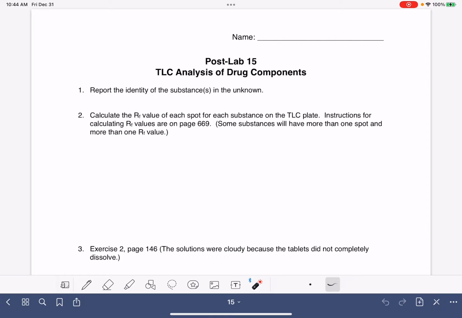I'm going to give you some tips for post-lab 15, TLC analysis of drug components. First, you're going to report the identity of the substances in the unknown. There might be more than one. And to do this, you're just going to be comparing the spots on your TLC plate.